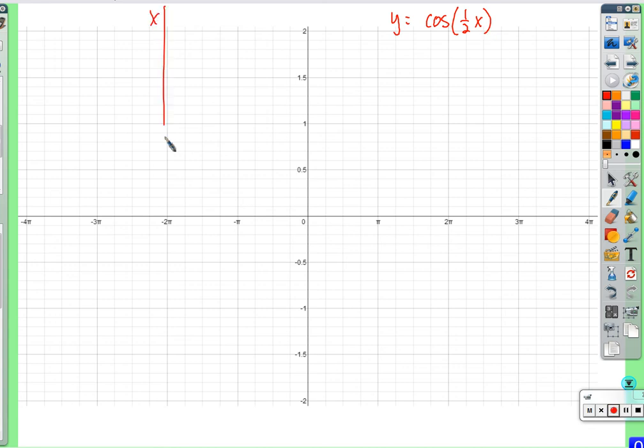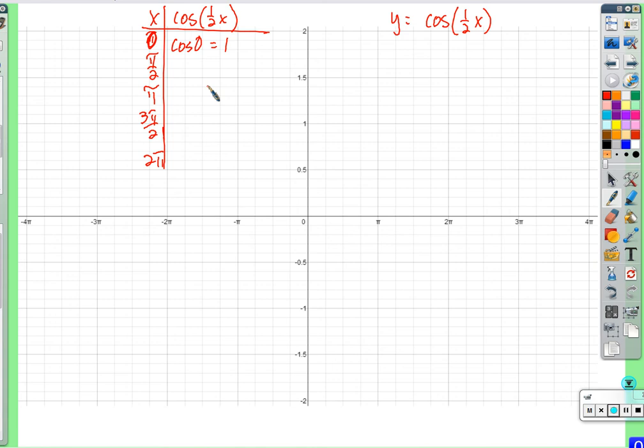So we've got x, and then cosine of 1 half times x. Let's see what happens. We'll try the same as usual: 0, pi over 2, pi, 3 pi over 2, and 2 pi. All right, starting off with the cosine of 0 times 1 half. 0 times 1 half is 0, cosine of 0 is 1.